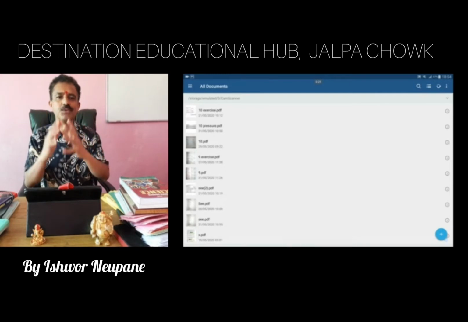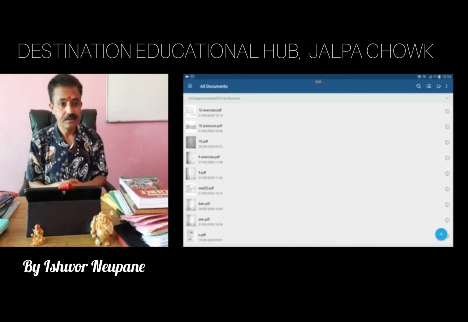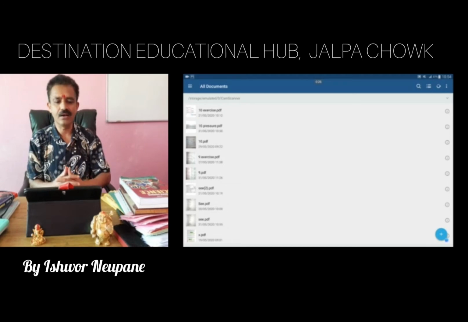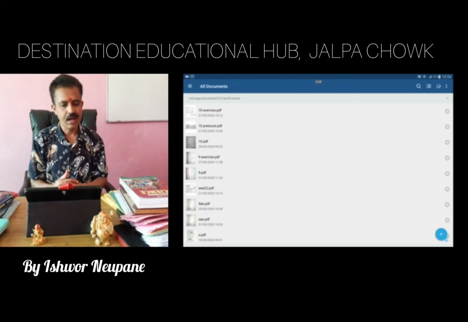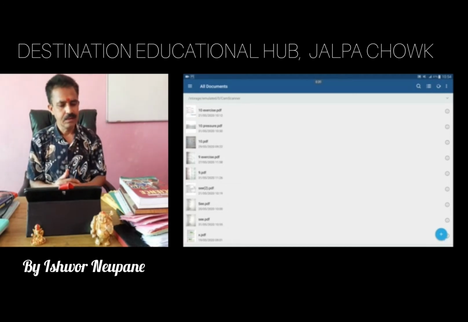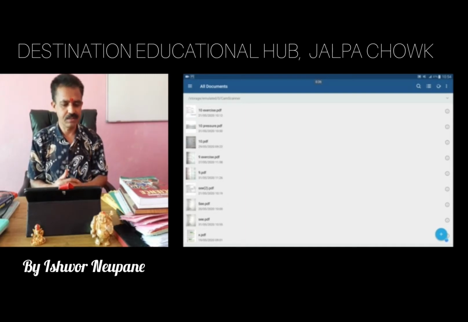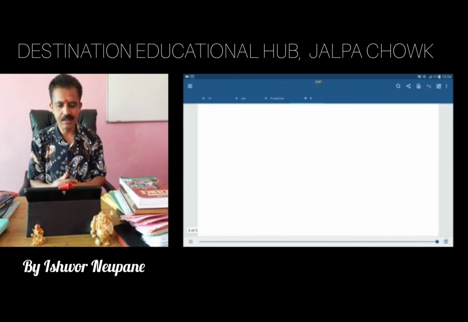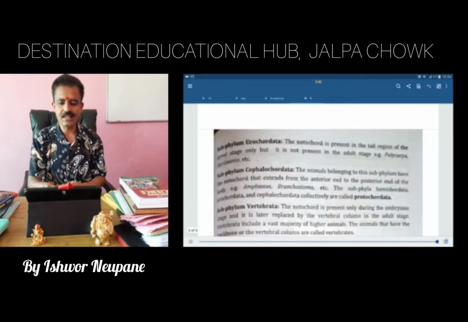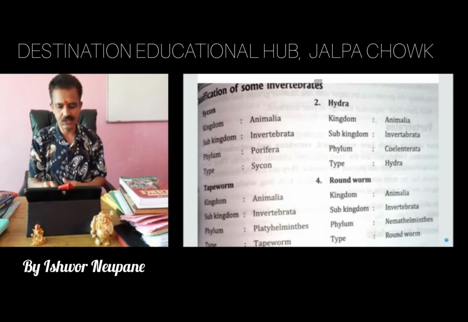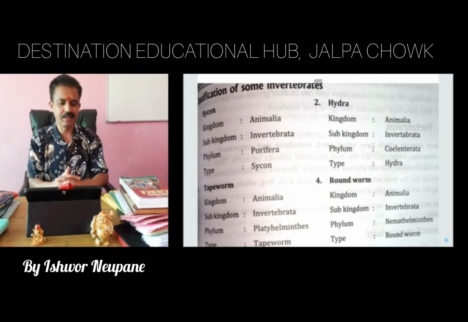Anyway, what did you discuss yesterday? Yes, different phyla of invertebrates: Arthropoda, its classes, Mollusca and Echinodermata. It was discussed. And today we will be discussing the classification of some organisms. Here we'll mainly be discussing the classification of animals, some invertebrates.